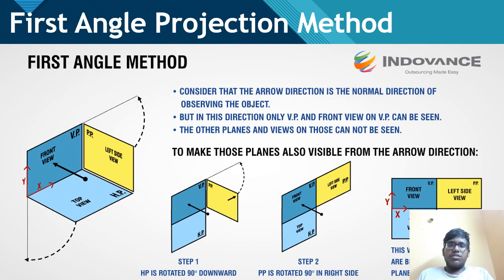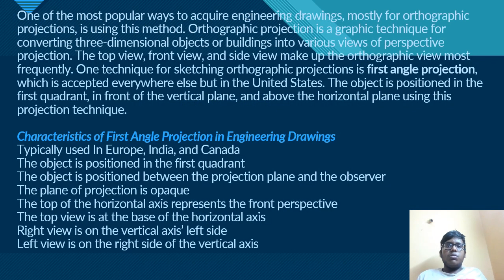First angle projection method. One of the most popular ways to acquire engineering drawings, mostly for orthographic projections, is using this method. Orthographic projection is a graphic technique for converting three-dimensional objects or buildings into various views or perspective projection. The top view, front view, and the side view make up the orthographic view most frequently. One technique for sketching orthographic projections is the first angle projection, which is accepted everywhere else but in the United States. Using this projection technique, the object is positioned in the first quadrant in front of the vertical plane and above the horizontal plane. The characteristics of first angle projection method in engineering drawings.